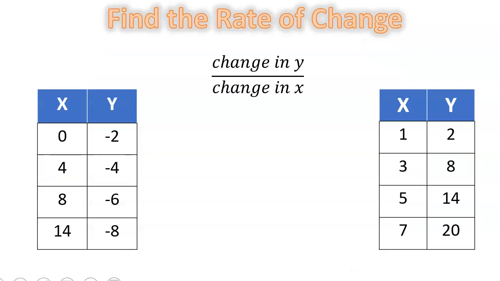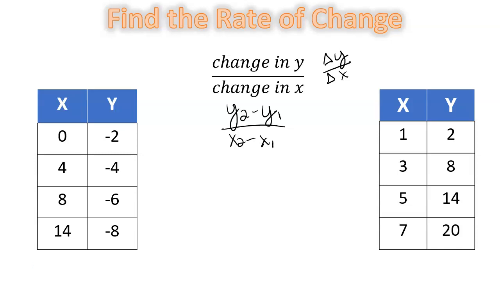So rate of change on a table. Rate of change, also known as slope, is defined as the change in y over the change in x. Sometimes you'll see it written like this, triangle y over triangle x, because triangle means change. And there's a specific formula that we use. To find the change in y, we say y2 minus y1 over the change in x, x2 minus x1. It's always y over x. Always. We'll never do x over y.